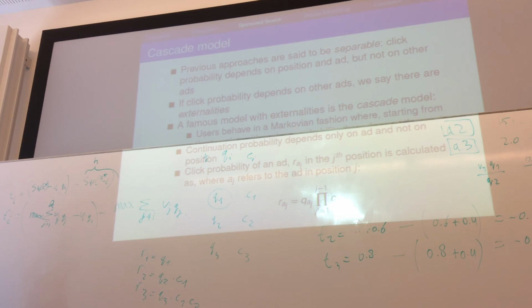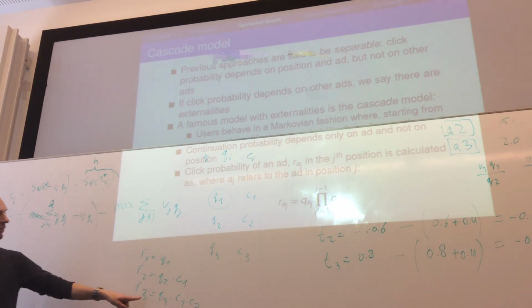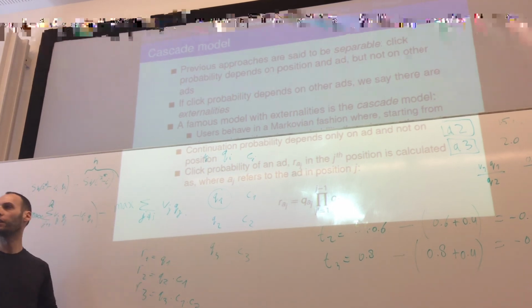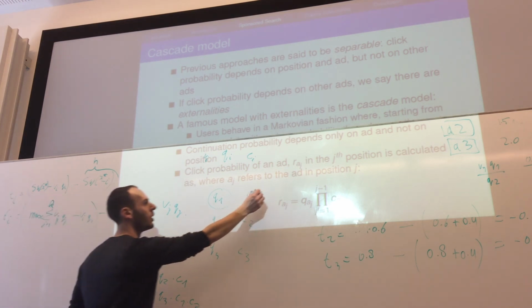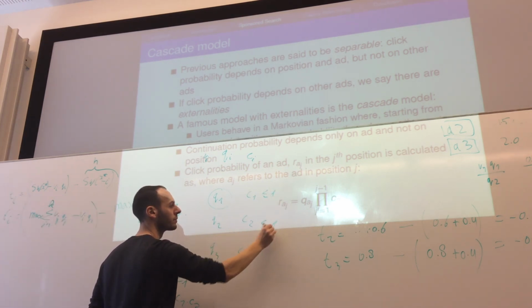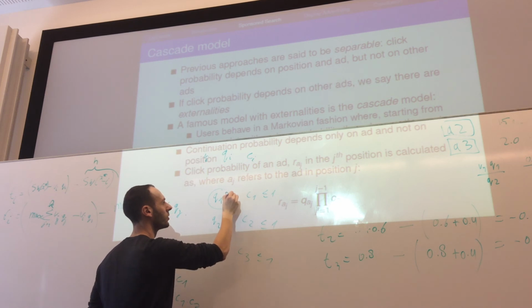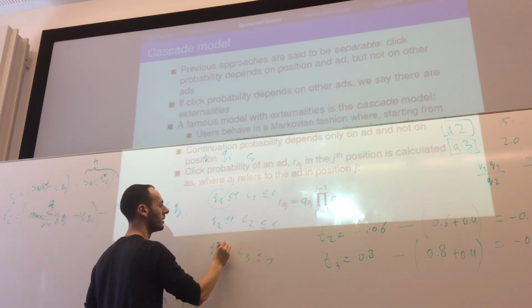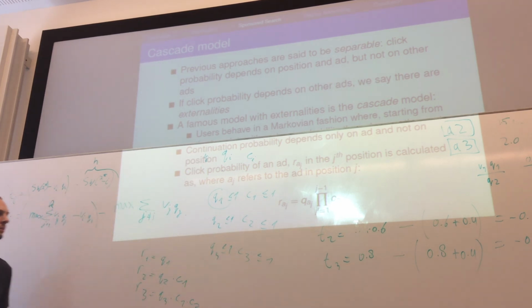So the one at the bottom has an increasingly lower probability of being clicked. These are all values smaller than or equal to 1. So this is the cascade model from the literature.